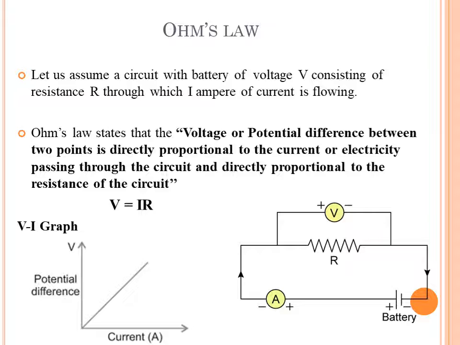The next one is Ohm's law. So here the circuit is given to you. There's a battery with a voltage V. Ammeter is connected, represented by A. There's a voltmeter across a resistance R. Then let us assume a circuit with a battery of voltage V consisting of resistance R through which I ampere of current is flowing. So Ohm's law states that voltage or potential difference between 2 points is directly proportional to the current or the electricity passing through the circuit and directly proportional to the resistance of the circuit.